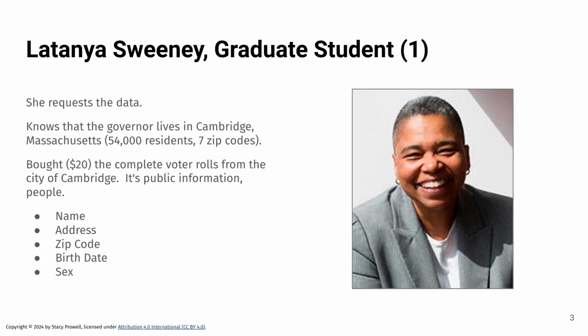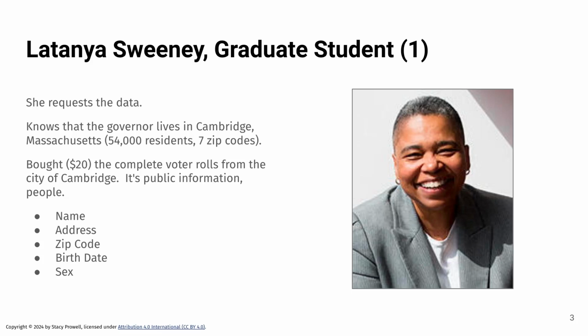So now let's talk about LaTanya Sweeney. So she's a graduate student at the time, and she says, look at all this data. So she requests the data. And she knows some things. She knows Governor Weld lives in Cambridge, Massachusetts, 54,000 residents and 7 zip codes. And so then she spends the exorbitant sum of $20 to get the complete voter rolls from the city of Cambridge. This is public information. Has names, addresses, zip codes, birth dates, and sex.